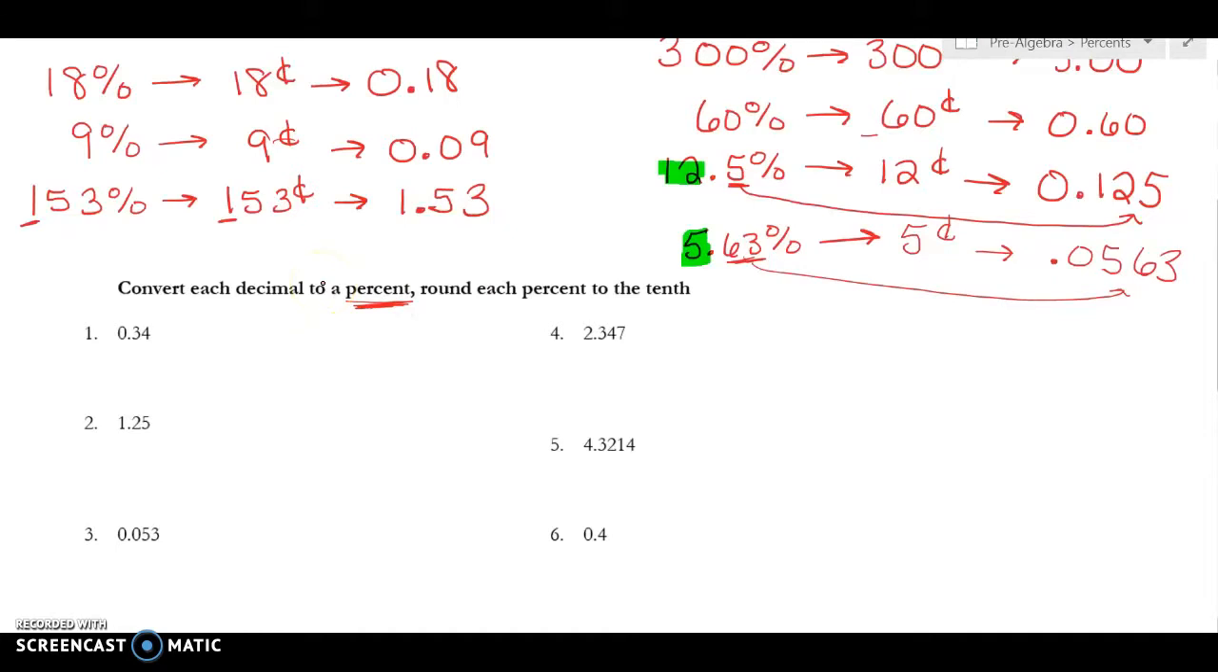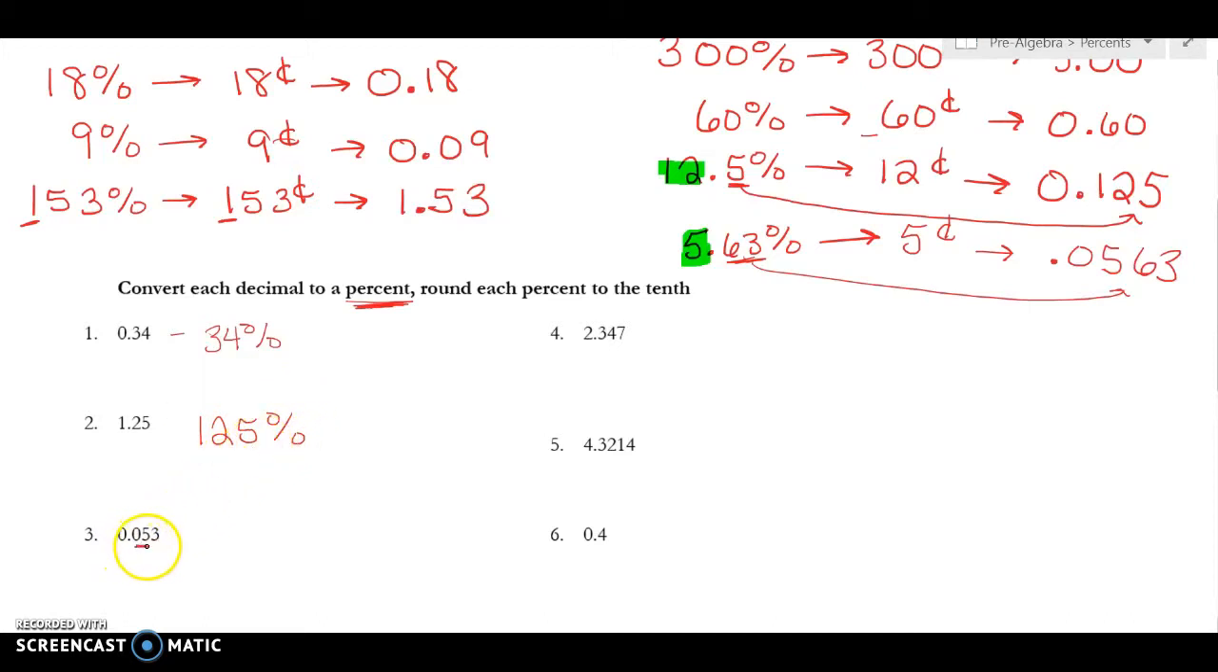Okay, so what I'd like you to do now is try and write those as a percent. And so we have a decimal, and now we're going to be going the other way, where we're writing it as a percent. So 0.34 is 34 cents. So it is 34%. 1.25 is 125 cents, so it's 125%.